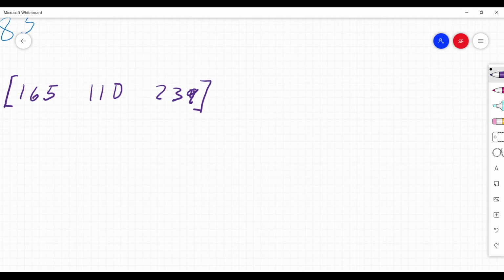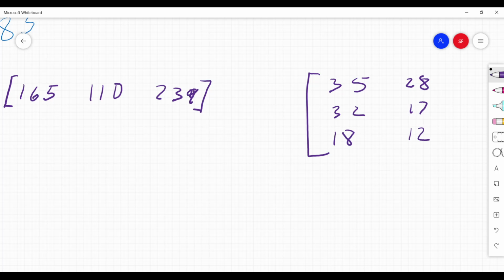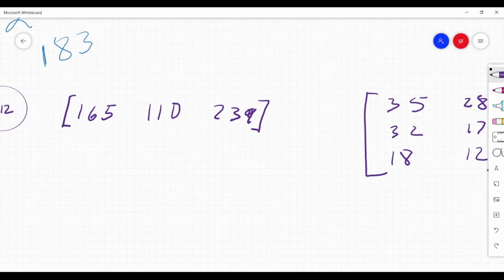And then the other matrix is 35, 28, 32, 17, 18, and 12. That one's the real easy one, right? That one's just straight up from turning the table into a matrix. So that's A. That's the answer. Done. Finished.